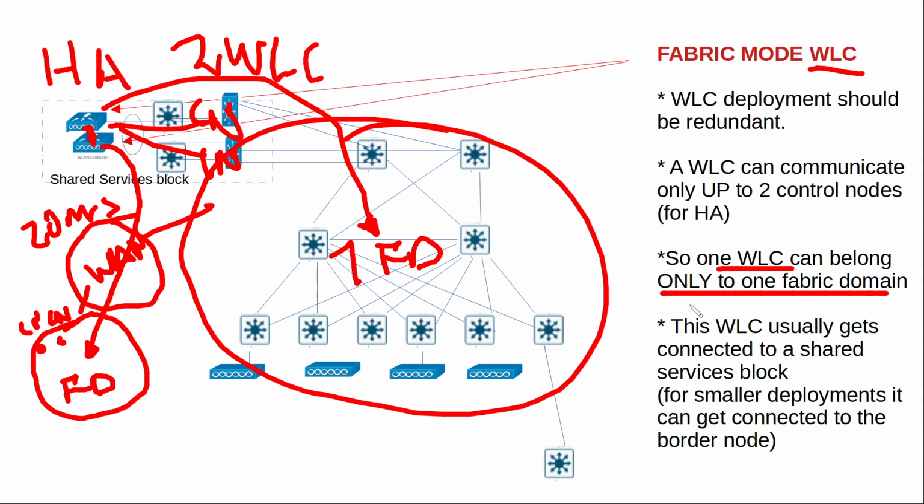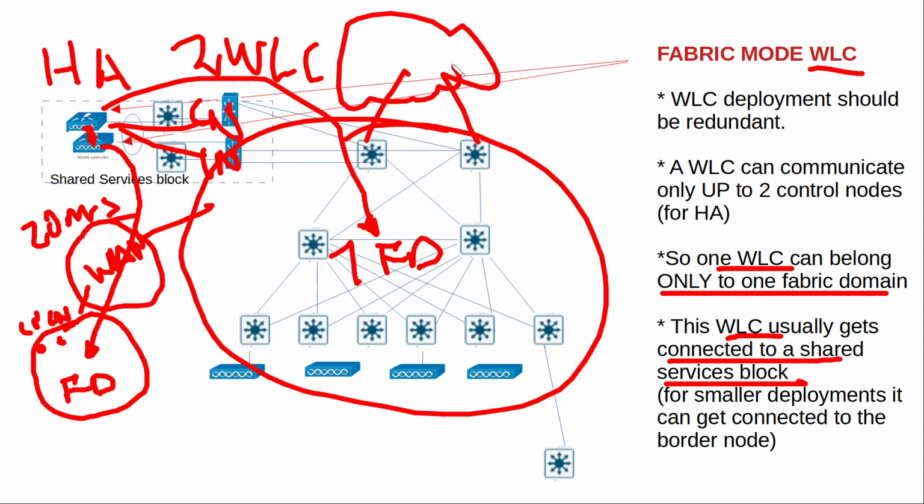And remember that your wireless LAN controllers usually get connected to a shared services block or to an on-premise data center, depending on what you have in your network. They are usually connected in the same place where you connect your servers, your DHCP server, your DNS server, your Catalyst Center, formerly known as DNA Center, your ISE server. That is where you connect your wireless LAN controllers.